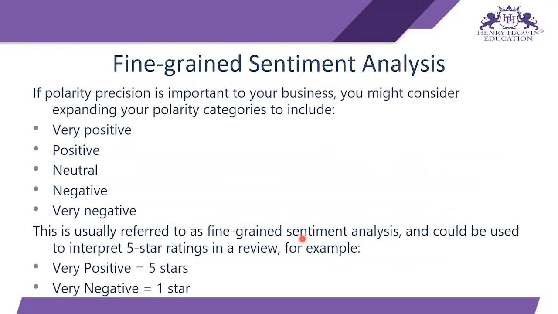So first is fine-grained sentiment analysis. If polarity precision is important to your business, you might consider expanding your polarity categories to include very positive, positive, neutral, negative, very negative. And these are some polarities which you can calculate from your text. This is usually referred to as fine-grained sentiment analysis, and could be used to interpret five-star ratings in a review. For example, very positive, five-star, very negative, one star.